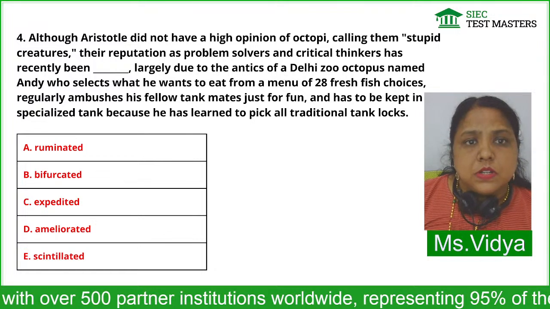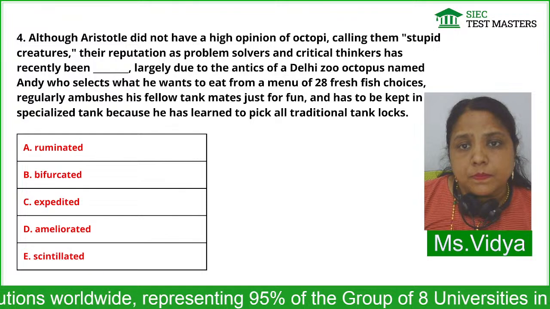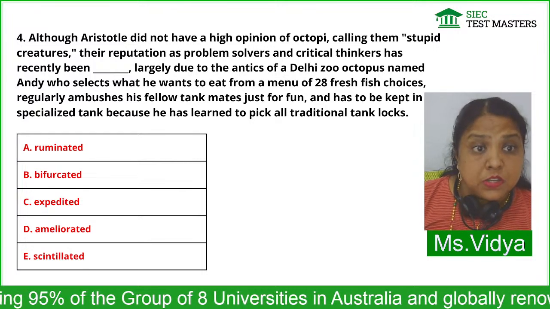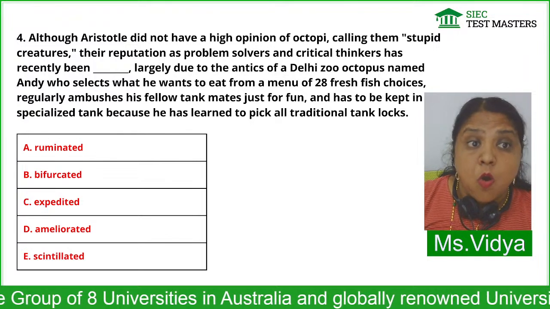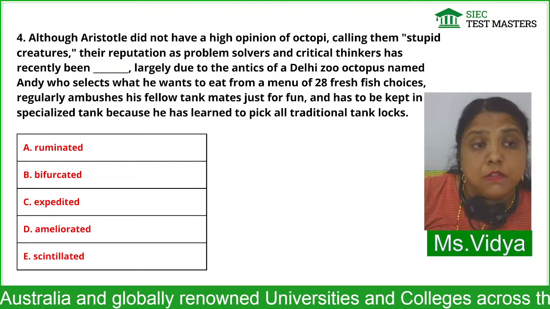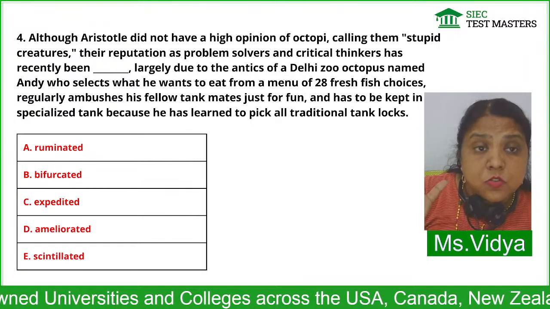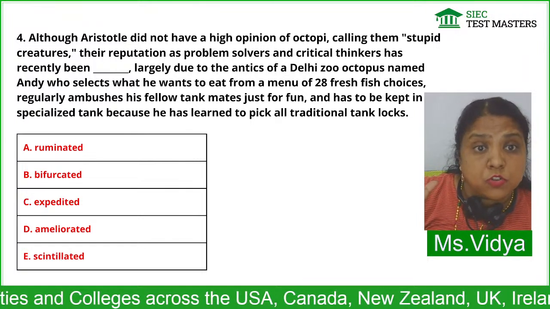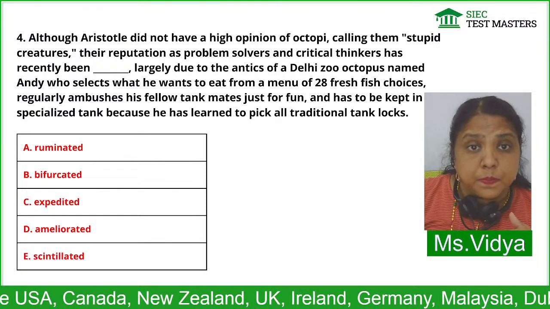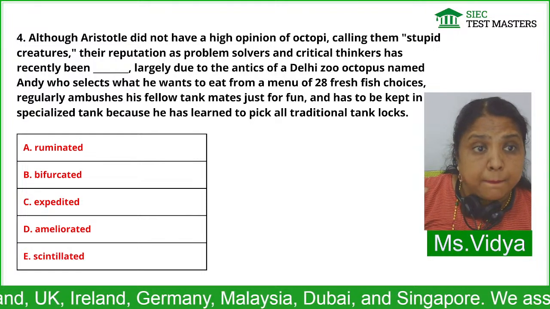Although Aristotle did not have a high opinion of octopi, calling them stupid creatures. Okay, although is the signpost. Although John is ill, he went to school. So it is going in the opposite direction. Aristotle did not have a high opinion of octopi, but something should go opposite. Somebody should have a high opinion of them.